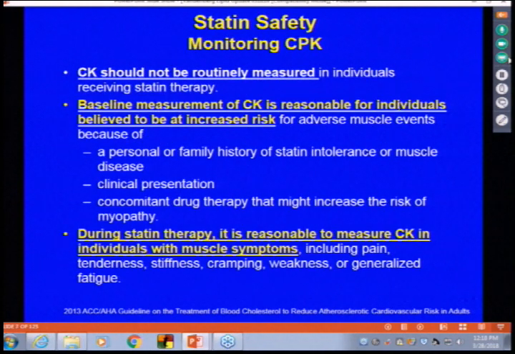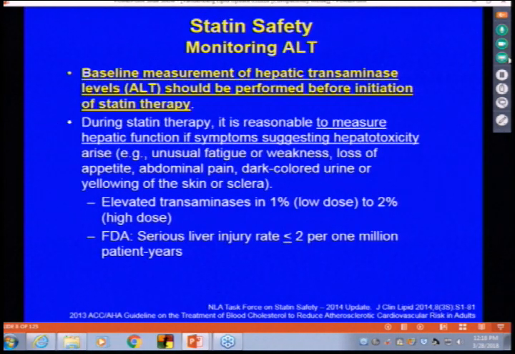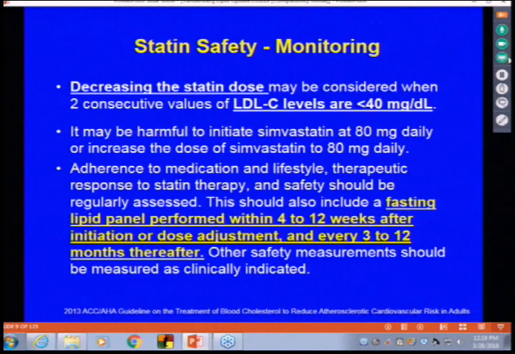Monitoring CPK, it used to be recommended to get that initially in patients before a statin. It's not recommended now unless there's a history of myalgia, and then a drug therapy that might be associated with the risk of myalgia. Monitoring ALT just before initiation, and the labeling has changed because elevated transaminases are so rare, it's not necessary in follow-up unless somebody has symptoms of hepatic disease, symptoms of hepatotoxicity.